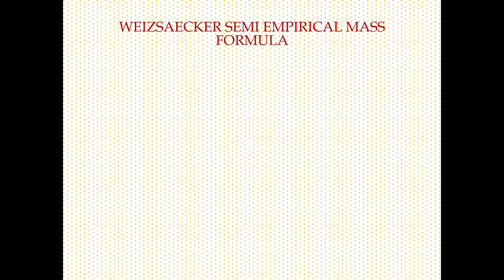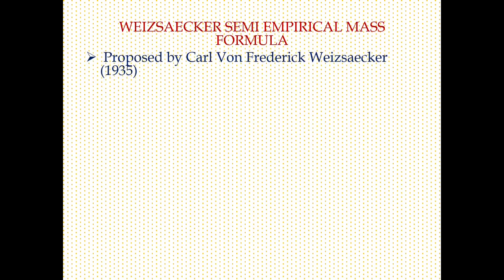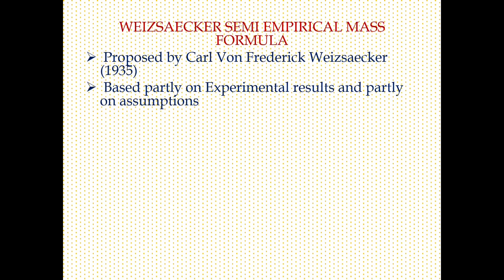Weizsacker's semi-empirical mass formula was proposed by Carl von Friedrich Weizsacker in 1935. He proposed his mass formula based on some experimental results and partly on assumption. That's why this mass formula is called semi-empirical, partly on experimental results and partly on some logical assumptions. And he gave this mass formula completely based on, or taking into account, the liquid drop model of the nucleus.